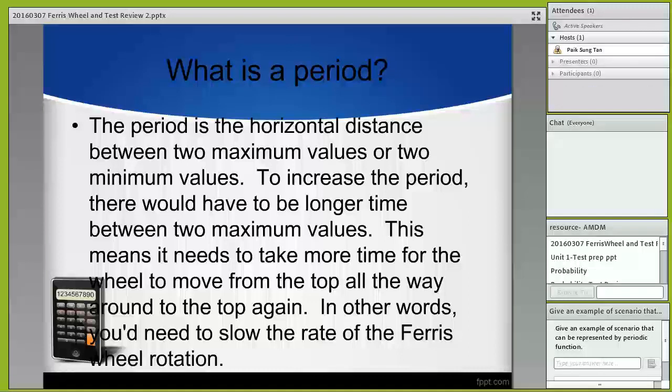This means it needs to take more time for a wheel to move from the top all the way around to the top again. Okay. In other words, you need to slow the rate of the Ferris wheel, or slow the rate of your bicycle wheels, or anything that can be modeled by periodic functions. Anything that goes and comes back, goes and comes back, the wave, anything else, the clock.